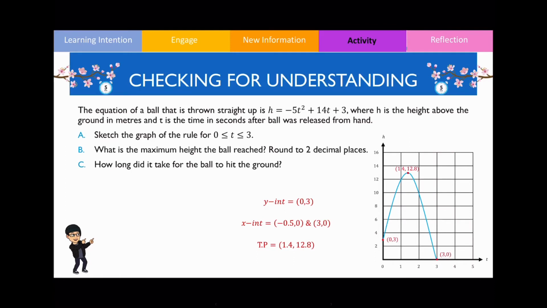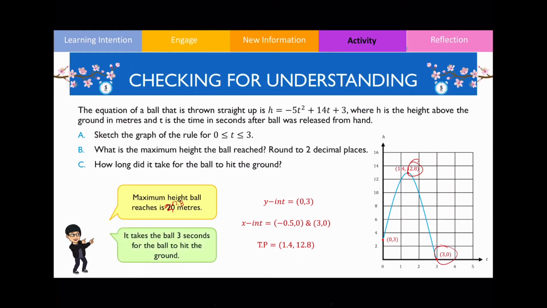And to answer part B, the answer is going to be 12.8 meters because that's the y value of the turning point. And again, I need to include this over here. And for part C, how long does it take for the ball to hit the ground? In this case, that's going to correspond to 3 seconds, okay? So that's how you'd answer this question.